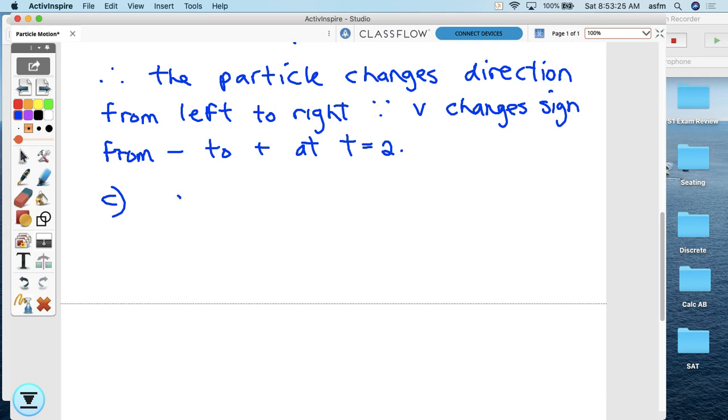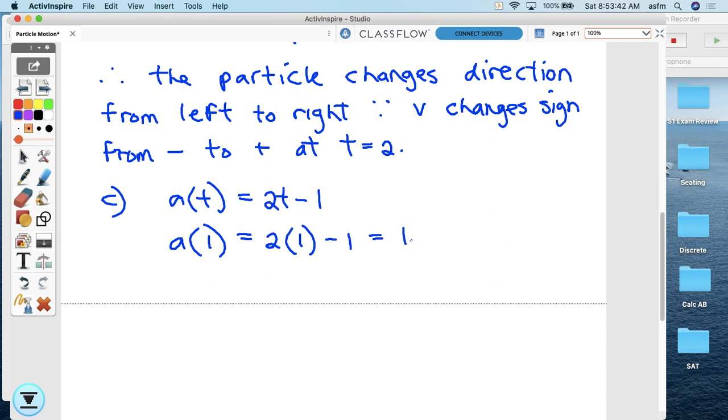So I take my acceleration function, which is 2t minus 1, and it's very simple. I just plug in the value I'm interested in. A at 1 is going to be 2 times 1 minus 1, which is 1 meter per second squared. And that is the derivative of velocity. So if the derivative of velocity is positive, that implies that the velocity is speeding up. And so we can just say that.